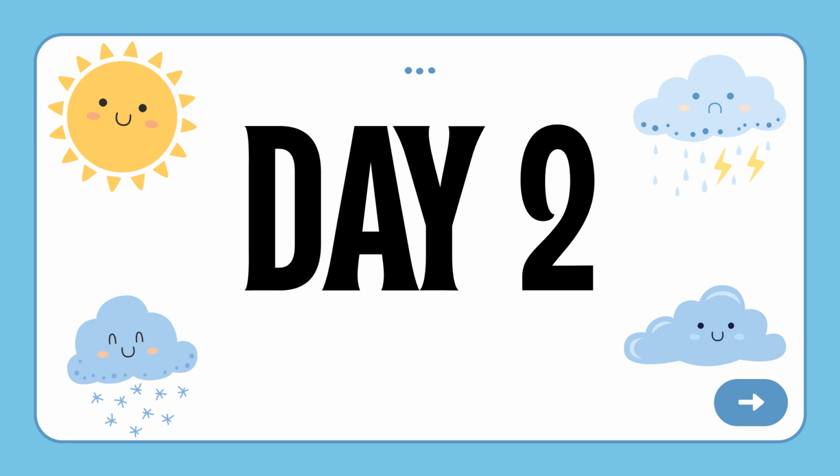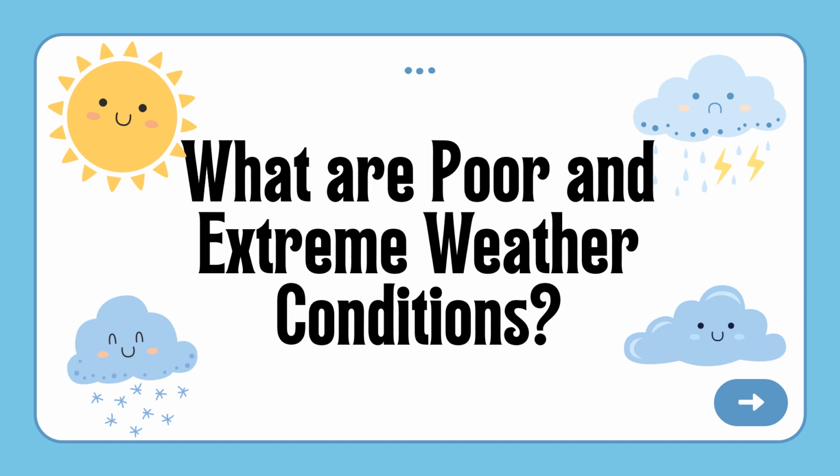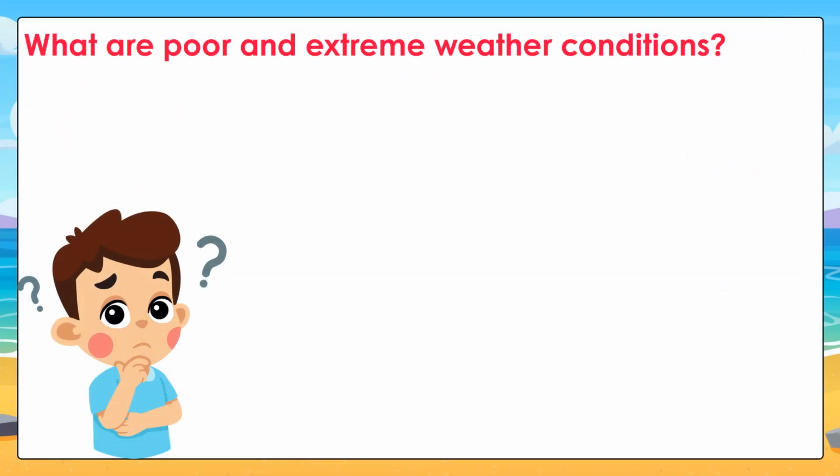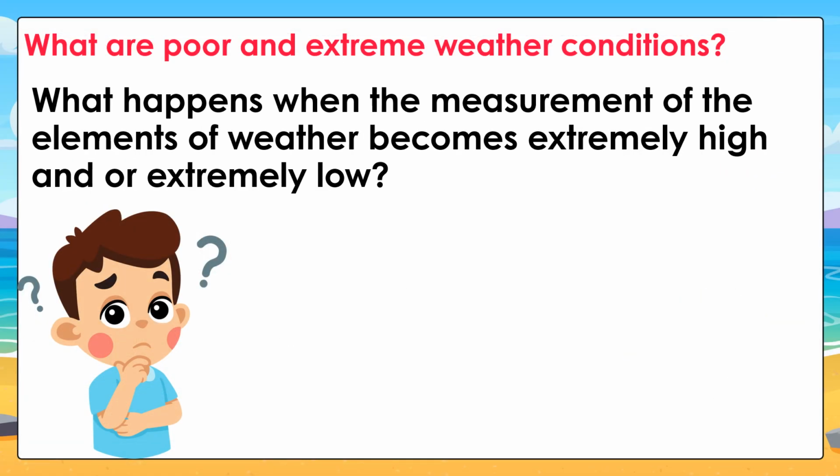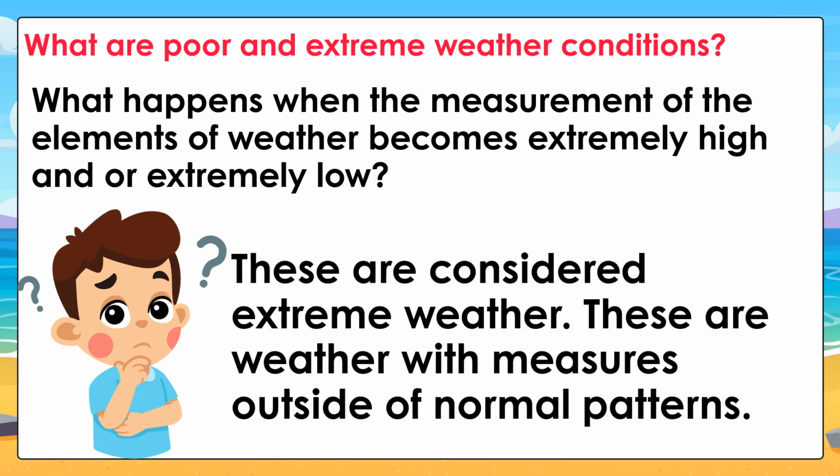Day 2. Subtopic number 1. What are poor and extreme weather conditions? What happens when the measurement of the elements of weather becomes extremely high and or extremely low? The answer, these are considered extreme weather. These are weather with measures outside of normal patterns.